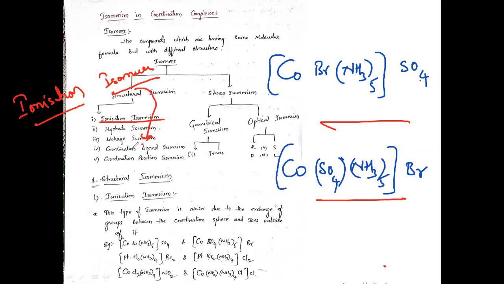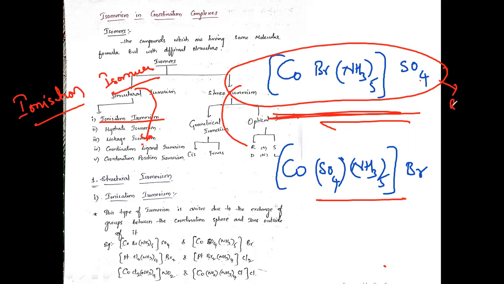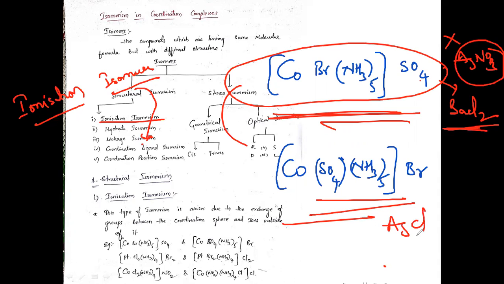Because they are isomers which have the same molecular formula. You can check here, both have the same molecular formula, but there is a difference in their structure, and the structure is also different in their ionization property. Here the first complex can easily react with the barium chloride, but it cannot react with the AgNO3. AgNO3 ni asal react avvadu, but barium chloride can easily react with this. And in case of the second complex, it can easily react with the AgNO3, but it cannot react with barium chloride.